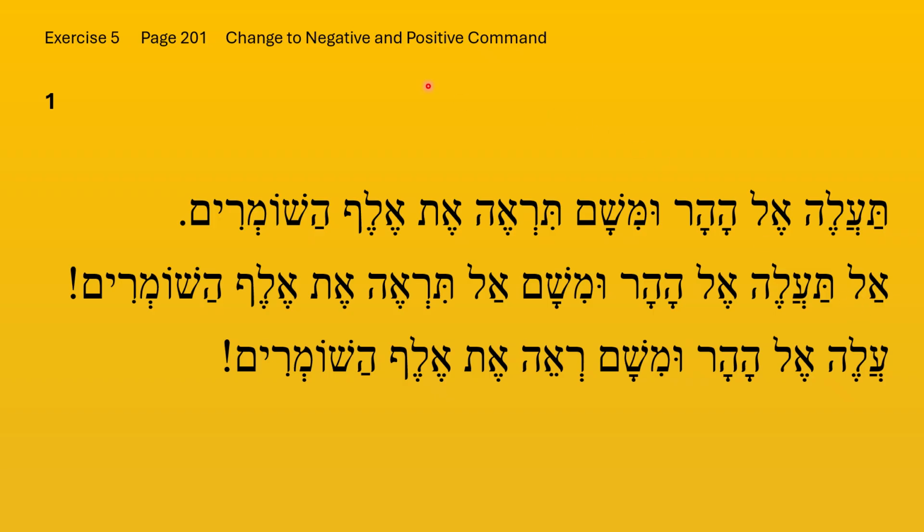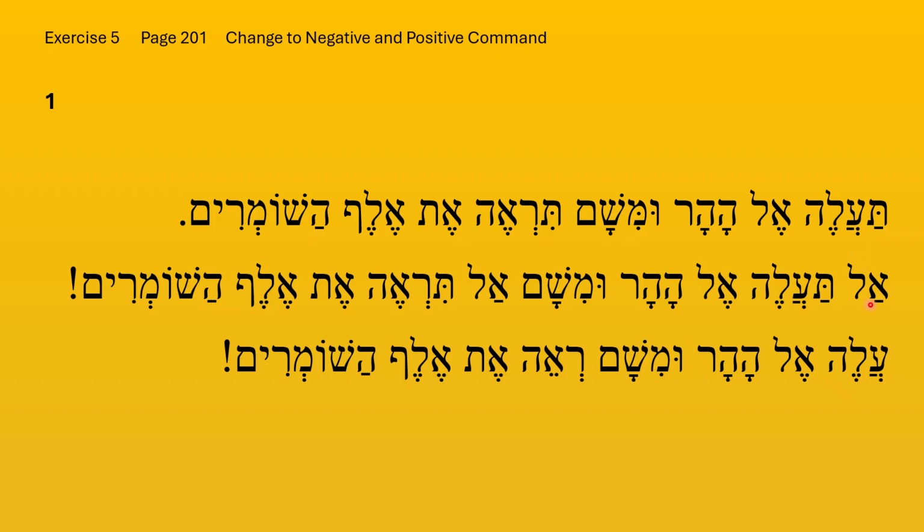So now we're going to go from a negative to a positive command. Ale el hahar u misham ra'e et elef ha-shomrim. So this is, go up to the mountain, and from there see the 1,000 guards. All you're doing here, again, just follow the patterns. Always look for patterns. They're really going to help in remembering Hebrew.